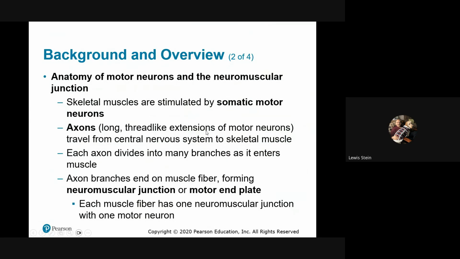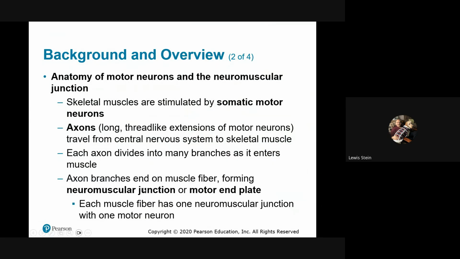So these long thread-like extensions, we call them axons, and a transmitter is what it is. Receptor and transmitter. It's an electrical signal. And the axon then branches as it enters the muscle, and the branches go to something that they use the terminology motor unit for. We're going to avoid that today and look at this.